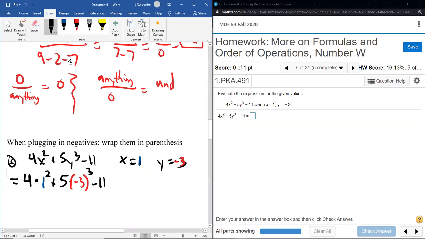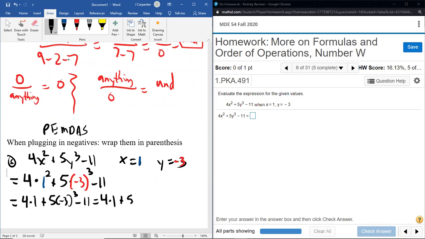Now here's what some people will do. They'll say 4 times 1 is 4, 5 times negative 3 is negative 15, then they'll square and cube those numbers, and that's wrong because of PEMDAS. Exponents come before multiplication, so don't do the 4 times 1, do the 1 squared, which is 1. That's 4 times 1 plus 5 times negative 3 cubed. Again, I could have gone ahead and simplified it, but I'm waiting. So it's 4 times 1 plus 5 times negative 3 times negative 3 is positive 9. Positive 9 times negative 3 is negative 27. Now we've handled the exponents, we're ready to move on to the multiplications.